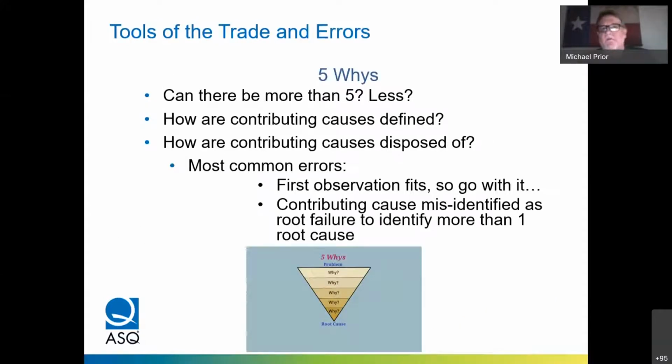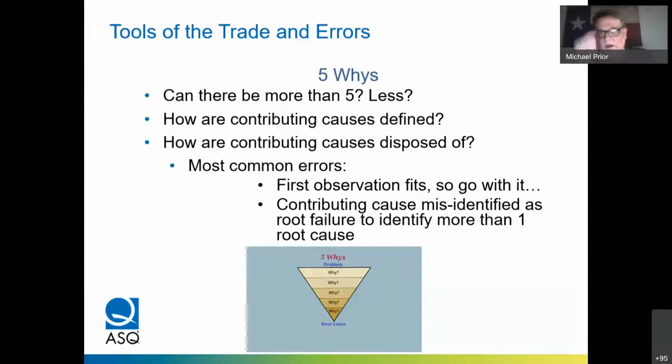Tools of the trade and errors. The 5 whys. I'm assuming most of the people in this class tonight are very familiar, or at least have dealt with or heard of the 5 whys. And I get this question a lot from people. Can there be more than 5 whys? Can you have 6? Can you have 7? Can you have 8? Or can you have multiple tables? The answer is yes, yes, and yes.